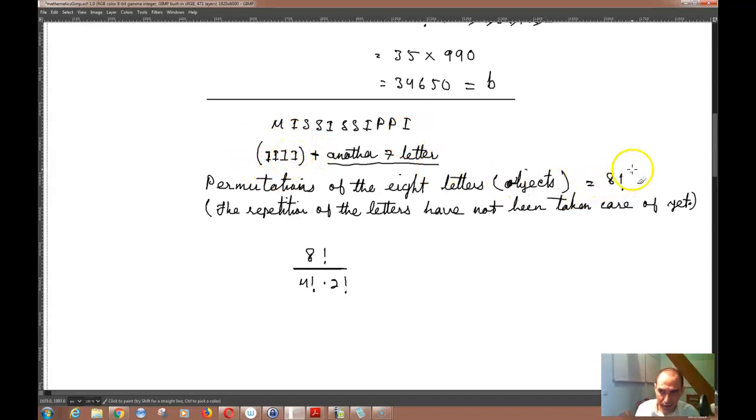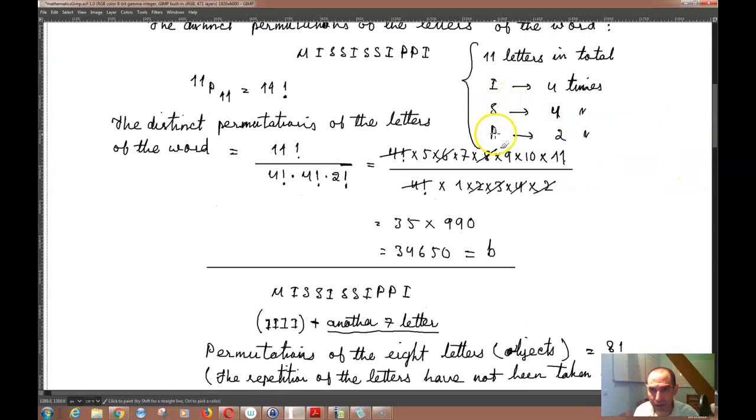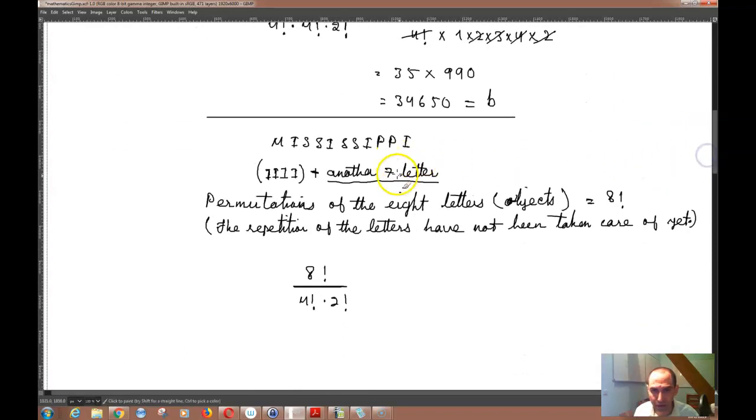Now that I have gotten some number for those permutations, I can treat them again as just simple letters, meaning that the 8 factorial that I got over here, first of all, I had to take care of the repetition of these 2 letters, S and P, because S and P were a part of these 7 letters. So I divided this 8 factorial by 4 factorial and 2 factorial. That was basically one part.